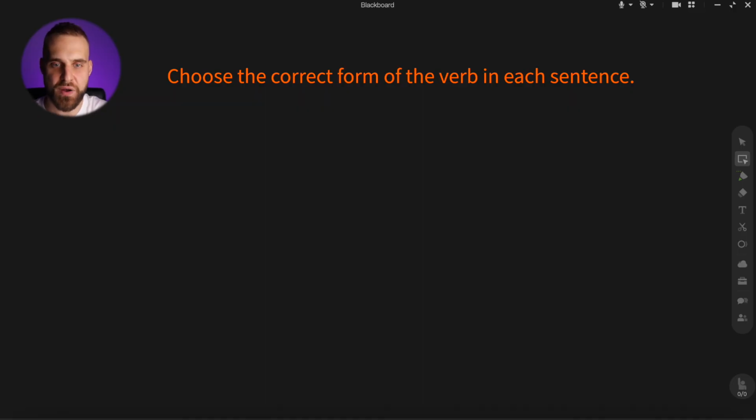So now you've mastered all parts of present simple, and if you're still watching, I'm really happy with how far you've come. But wait, we've got one final challenge. Let's test everything. Choose the correct form of the verb in each sentence.